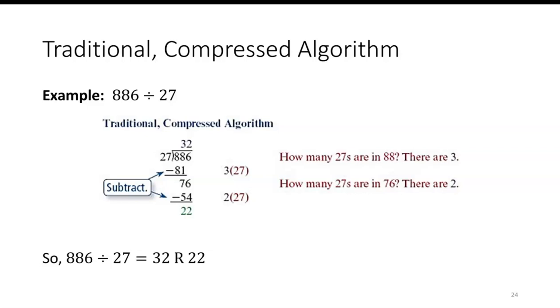Now the more traditional compressed algorithm is to be a little bit more exact with your subtractions. You just take it 1 or 2 digits at a time and then carry down the next digit over. So I start off: 27 goes into 88. There's like 3 times. So 88 minus 81 is 7. And then from there, I'd bring down the 6. 27 goes into 76 twice. So I put a 2 on top. 2 times 27 is 54. Subtract, get 22. So 886 divided by 27 is 32, remainder 22.